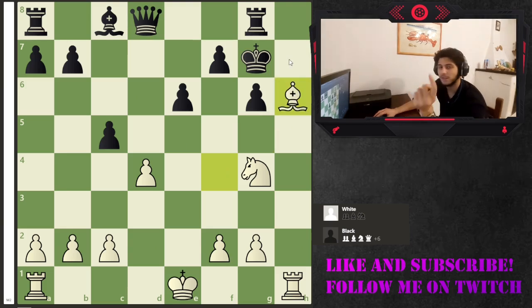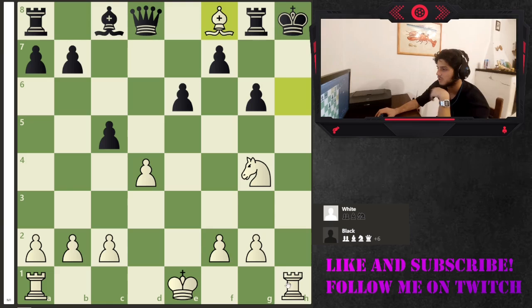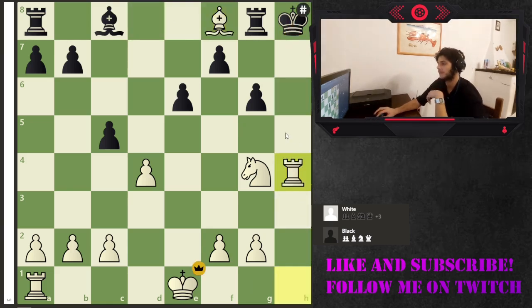Well, actually, there is mate in 2 because the king has to move to the h file, and once it does, we can play bishop to f8 check, and this is checkmate. The queen has to block, and this is checkmate. All right, this was the skewer attack. This was the X-ray attack.